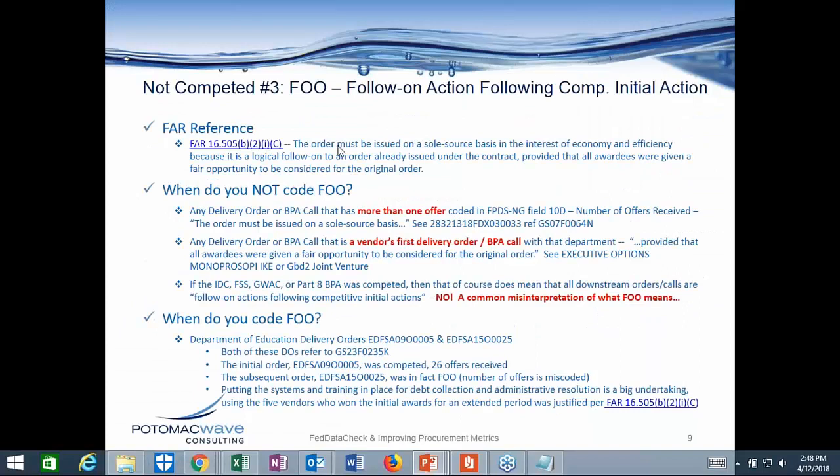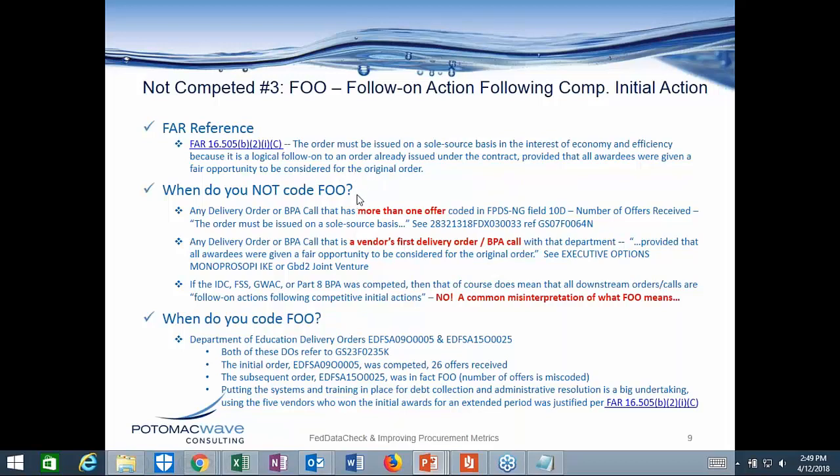Okay. The order must be issued on a sole source basis. This is FOO, follow-on action following competitive initial action. The order must be issued on a sole source basis in the interest of economy and efficiency because it is a logical follow-on to an order, not an IDV, an order already issued under the contract, provided that all awardees were given a fair opportunity to be considered for the original order.